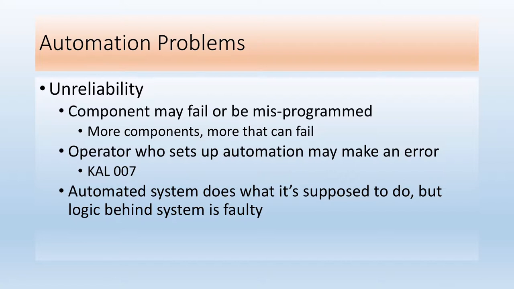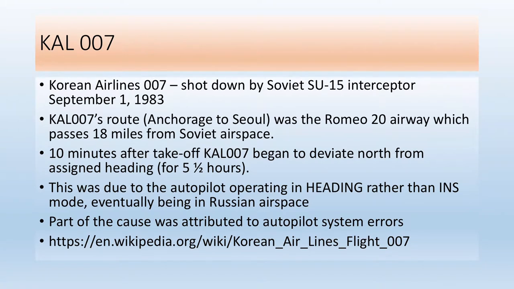So let's look at an example, and this is one that you can look at. It is a very well-documented case study of the KAL-007 flight. What happened with Korean Airlines 007 is it was shot down by Russia. This was during the height of the Cold War. It was a standard commercial airliner that was shot down.